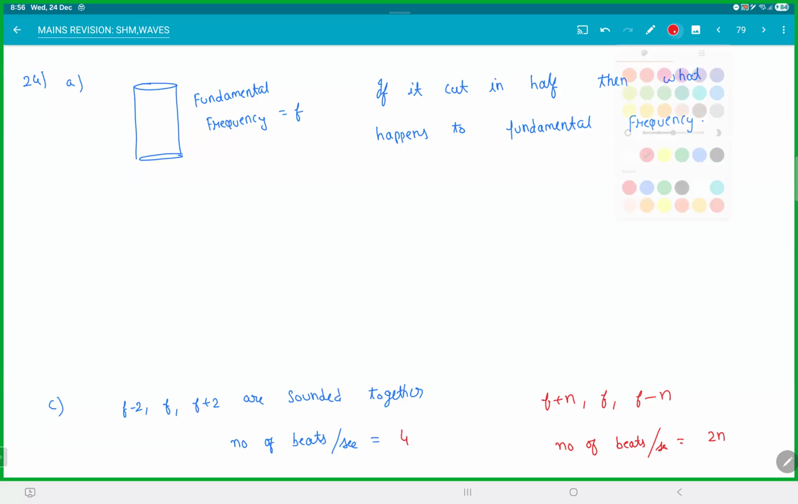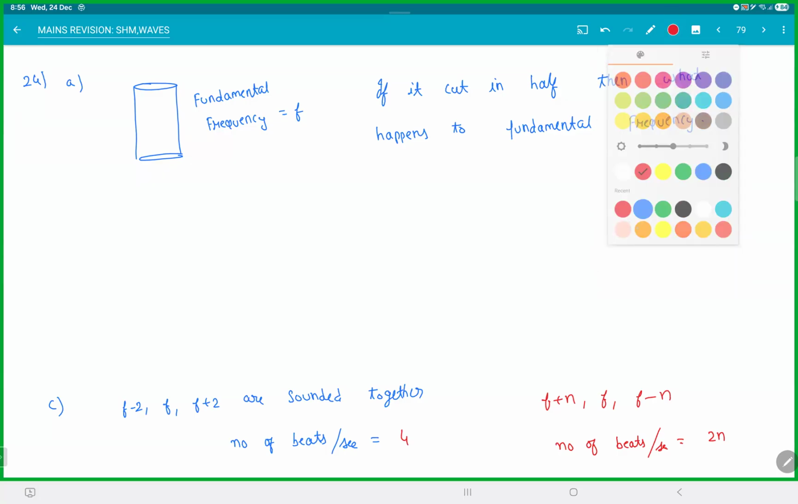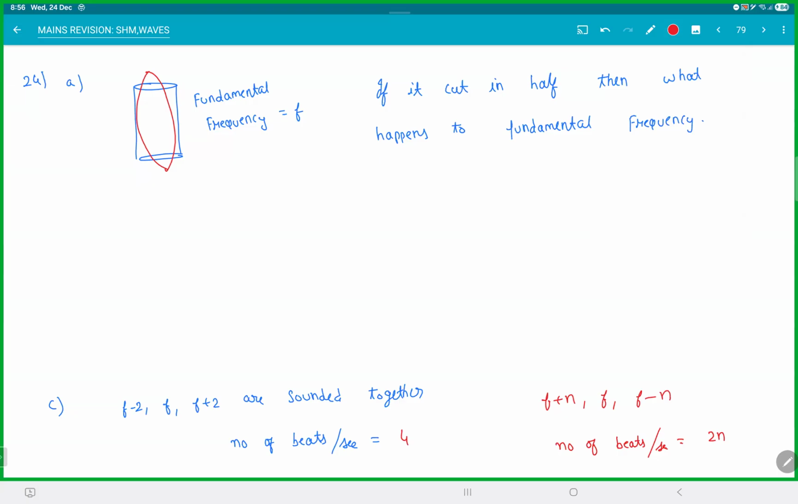What about this one? If you cut it in half, first of all, when you take this, include the end correction. So this was length L. The idea is this: when you cut a pipe, the end correction does not change. So F is equal to V by 2 times L plus 2E. This was the initial frequency. Now when you cut this in half, the length becomes L by 2, but your end correction still remains the same. So your new frequency will be V by 2 times L by 2 plus 2E.